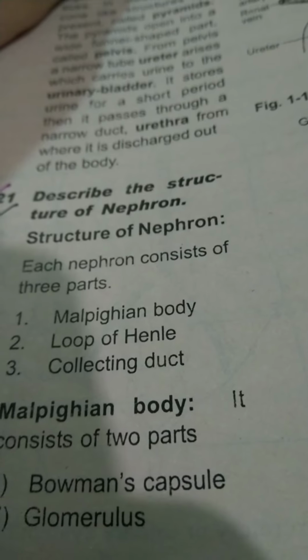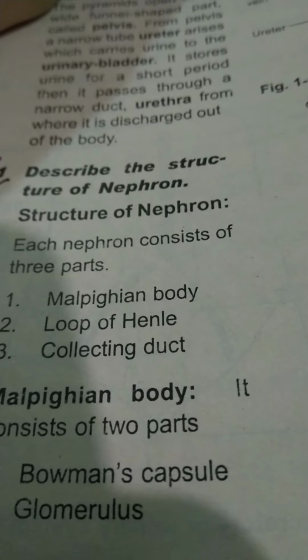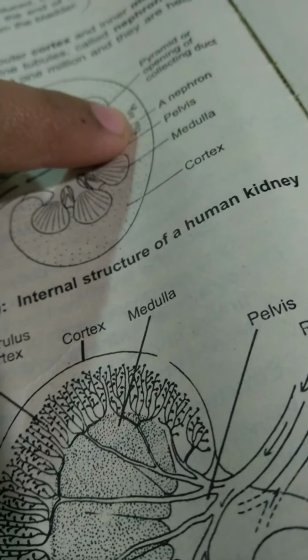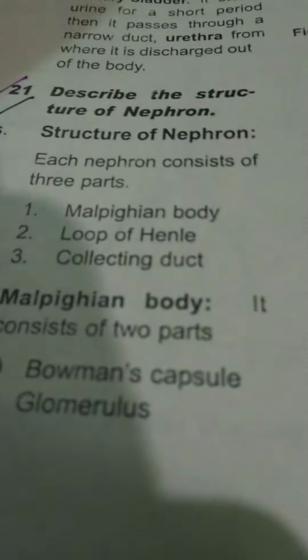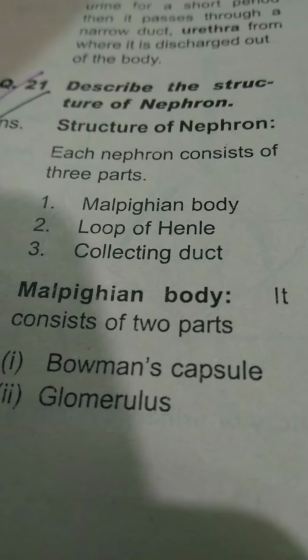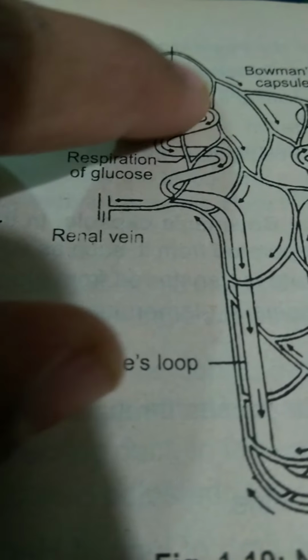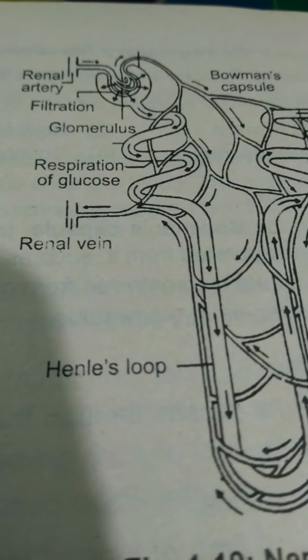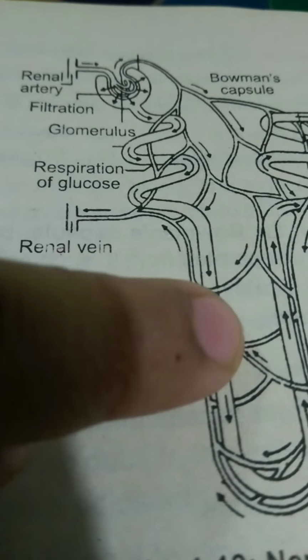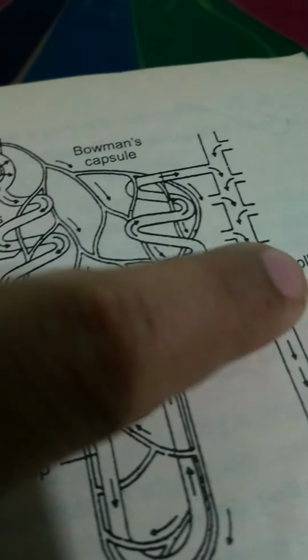Each nephron consists of three parts: Malpighian body, loop of Henle, and collecting duct. This is the Malpighian body, the loop of Henle, and this is the collecting duct. The Malpighian body consists of two parts: Bowman's capsule and glomerulus. It's here. It's a nephron. This cup shape is Bowman's capsule. This cluster of arterioles is called the glomerulus. This convoluted tubule is called the loop of Henle, and this is the collecting duct.